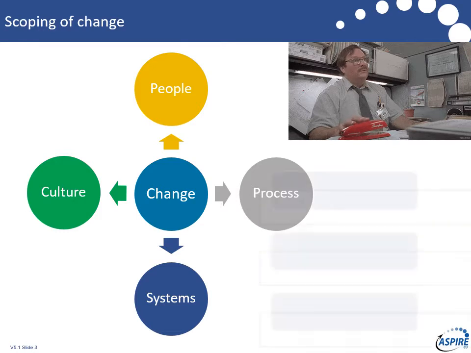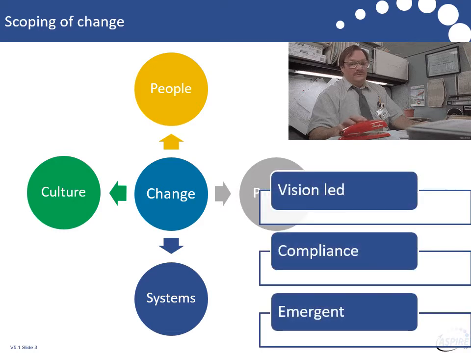It tends to come three ways. We'll have the vision-led type change, which comes from the top. Maybe the new chief exec comes in, feels they need to change things, or maybe the organization has seen an opportunity to move into a new market. A very common one is compliance, where the organization has to move to survive. This could be because it's legal, or it could be pressures to work in different ways.